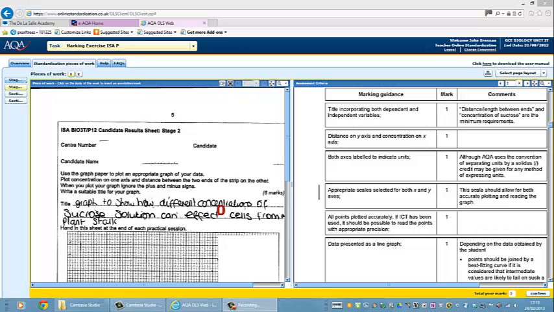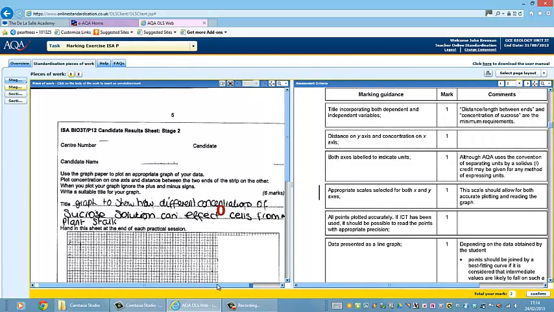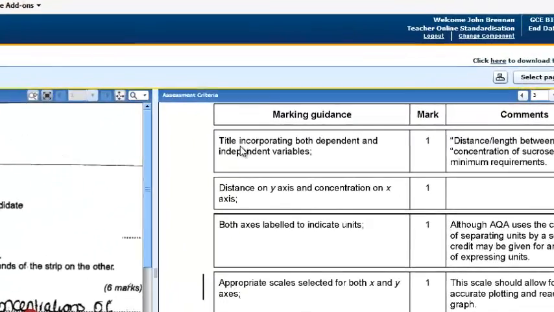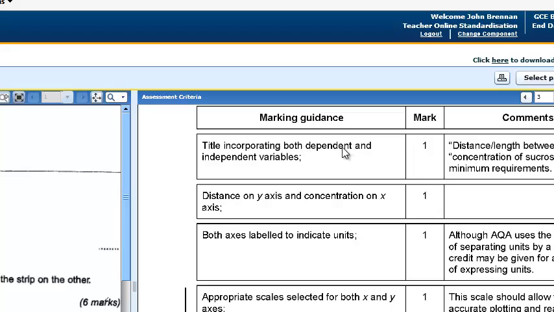Okay, now we're going to look at how the graph of the results is marked. And firstly, the title incorporates both the dependent and independent variables. So what we're looking for here is distance or length between the ends and the concentration of sucrose. So what we've got here is a graph to show how different concentrations of sucrose solution can affect cells from a plant stalk. Now, is there anything in there about distance? No, there isn't. So one of these variables, the dependent variable, is missing. So this gets no marks.